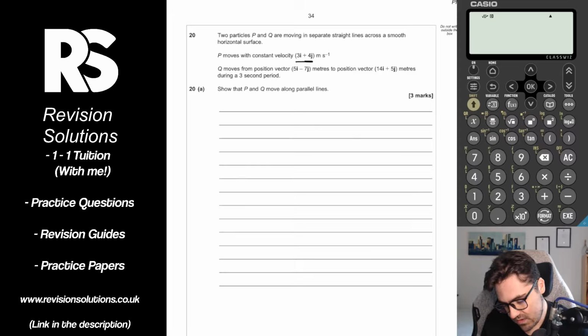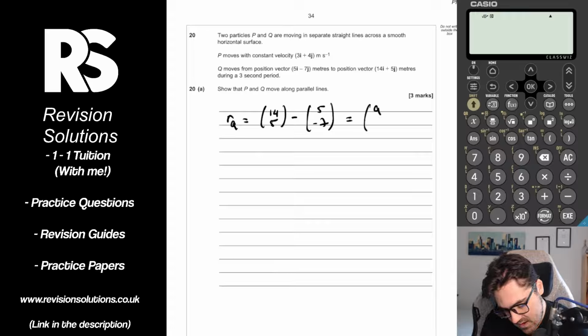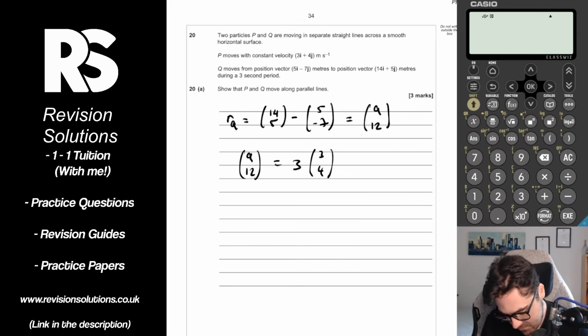Well, this is how P is moving. To get the direction of movement, we can just think about the displacement of Q. So the displacement for Q would just be, if we take the 14i plus 5j and we take away the 5i minus 7j, so that would be 9 and then 12. And we think, well, 9, 12 is a multiple of 3, 4, isn't it? It's just 3 lots of 3, 4. So that means they must be parallel. Their movement must be parallel. Therefore, moving parallel.